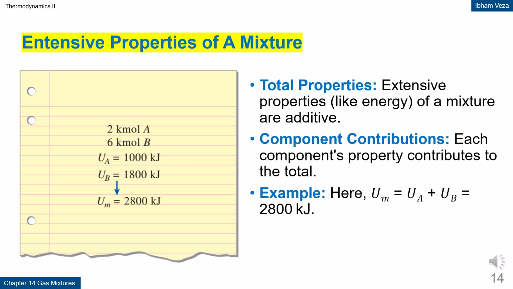Extensive properties of a mixture. Extensive properties, such as internal energy, mass, and volume, are additive in a mixture. The total value of a mixture property is simply the sum of the contributions from each component. The example shows that the total internal energy, U_M, is obtained from U_A plus U_B. This principle is consistent with the definition of extensive properties that depend on system size. This concept is essential for energy balance calculations in mixture systems.